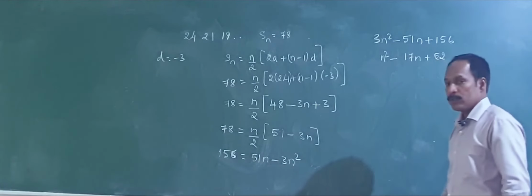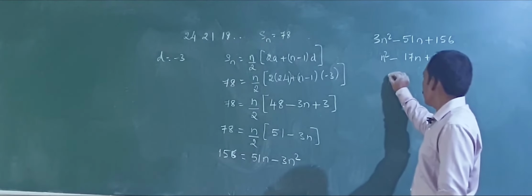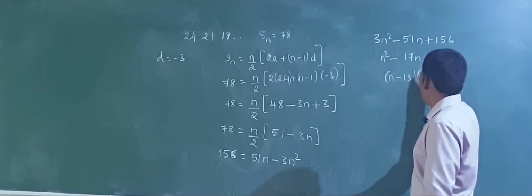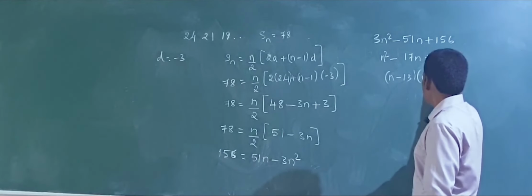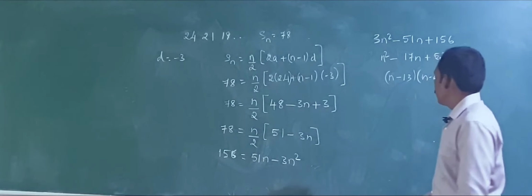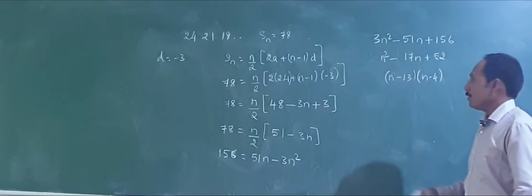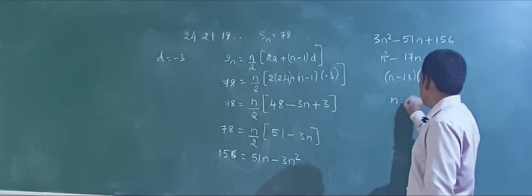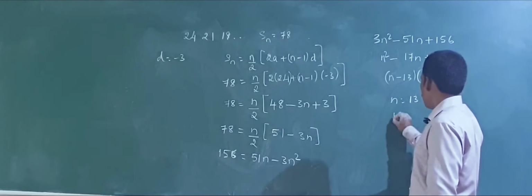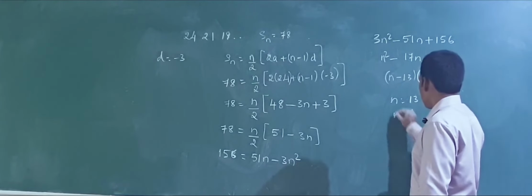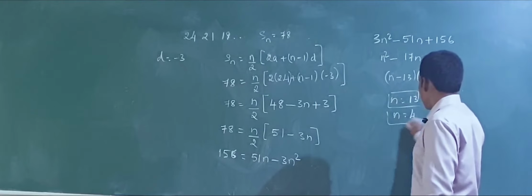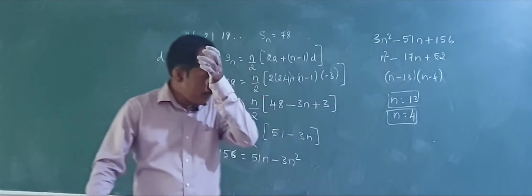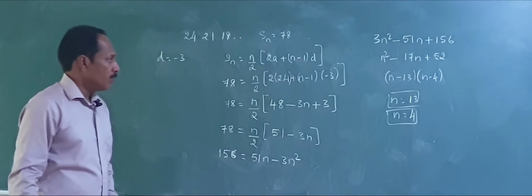So simplify further using the quadratic equation. We get n minus 13 into n minus 4, because 13 fours are 52 and 13 plus 4 is 17. Therefore n will be 13 or n will be 4. So n equal to 13 and n equal to 4 will both give the sum 78.